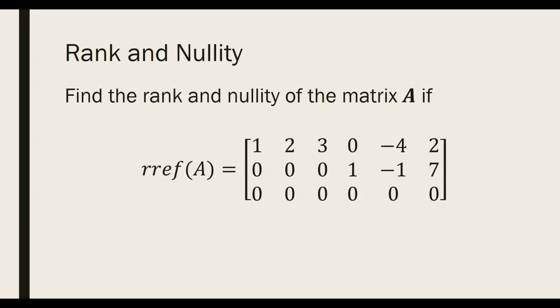So I want you to push pause for a couple of seconds and decide what the rank and nullity of a matrix, which is row reduced to this form, would be. Okay, so we already have a row reduced matrix. We want to find what the rank and nullity would have been for the original matrix A.